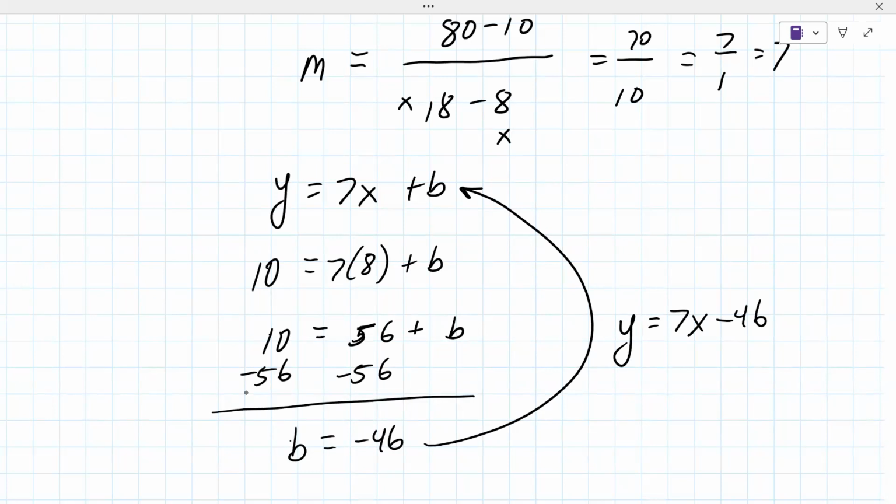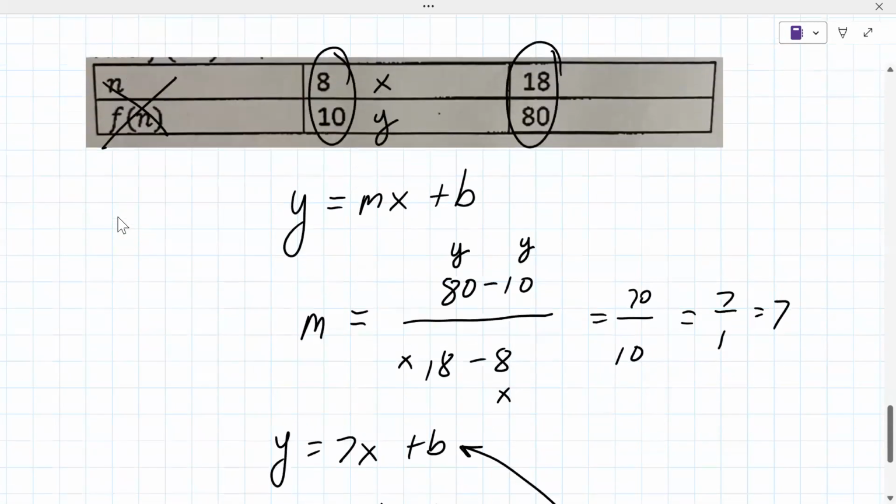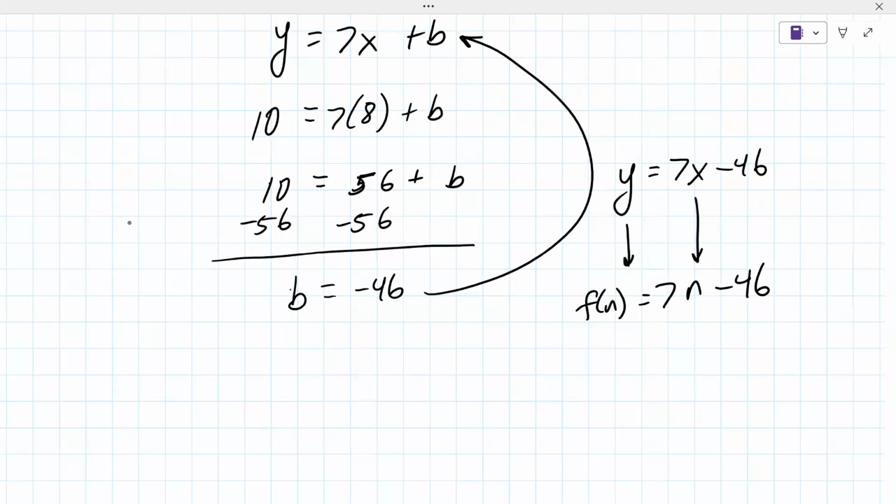Again, you've got to be careful because, while this is great and this is correct, your teacher wants you to use n and f of n. So you have to make this substitution. You have to say, okay, x is really n, y is really f of n. I'm going to replace. This is the final answer here.